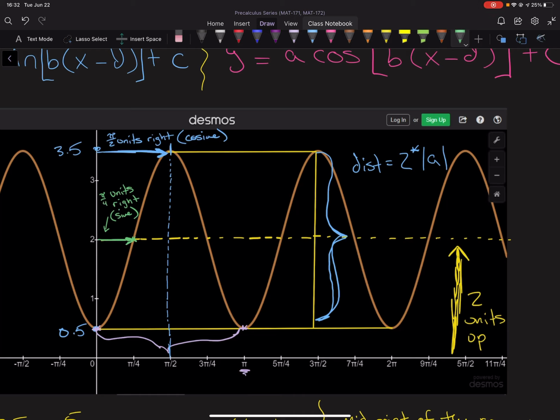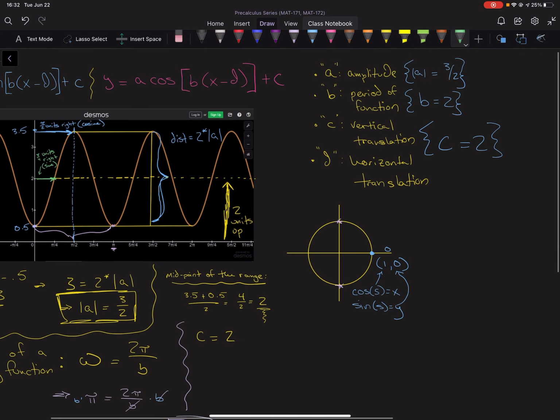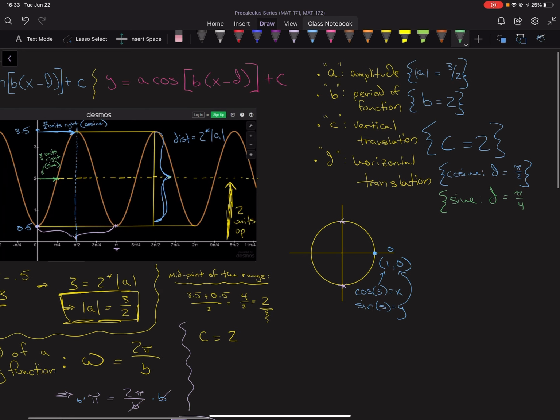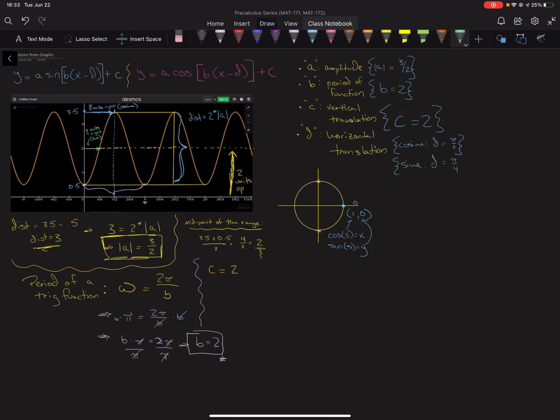So we kind of have everything that we need, and now we just need to plug things in. So over here, we'll write both of them. We'll make something for cosine and sine. As far as cosine, this is going to be D is equal to pi over 2. And then for sine, D is equal to pi over 4. So it looks like we're ready to write our equations and just substitute our stuff in. All right, so let's do cosine first.